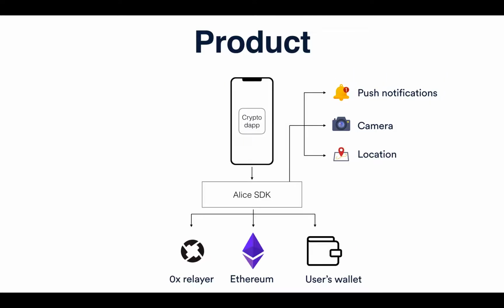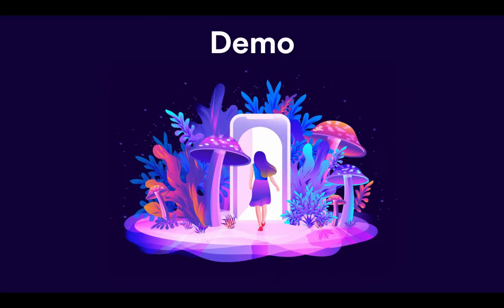This is going to be coupled with our tools and our SDKs necessary for mobile app developers to get access to 0x relayers, the Ethereum blockchain, the mobile users' cryptocurrencies, as well as native mobile features like push notifications, camera access, and location features, which can have an encompassing experience for developers and users. I'm going to take you through a demo of what this product will look like.